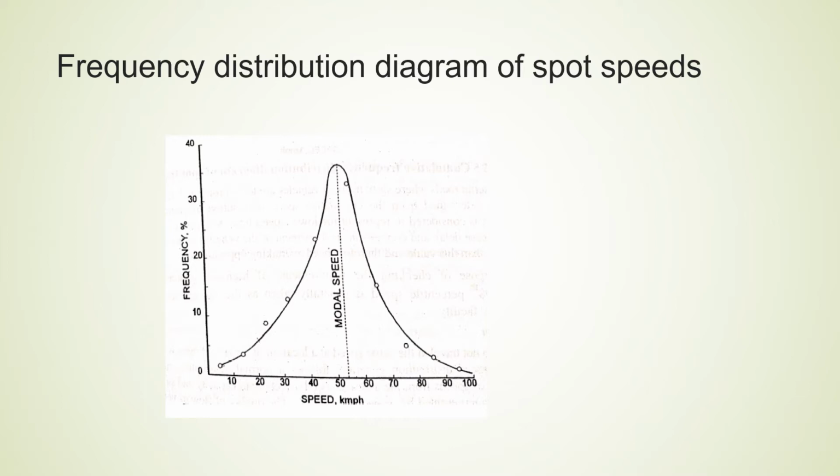Now coming to the frequency distribution diagram of spot speeds. In this, on the x-axis the speed is denoted in kilometer per hour, and on the y-axis we mark the frequency in percentage as described in the previous slide. In the last column of the previous slide, what is denoted is the percentage frequency. That we plot on the y-axis, and the speed on the x-axis. This graph is called the frequency distribution diagram of spot speed studies.